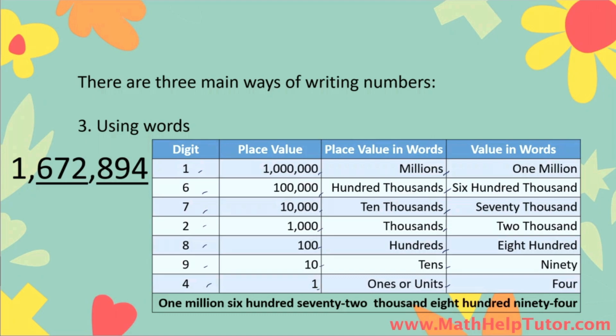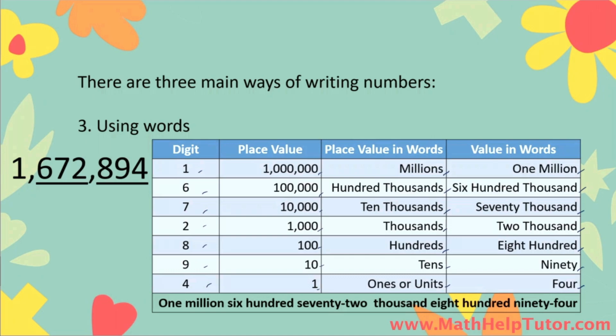Next is we get the value of each digit. So we have a digit 1 has a value of 1 million, the digit 6 has a value of 600,000, digit 7 has a value of 70,000, digit 2 has a value of 2,000, the digit 8 has a value of 800, the digit 9 has a value of 90, and the digit 4 has a value of 4. After that, we say out loud the number.